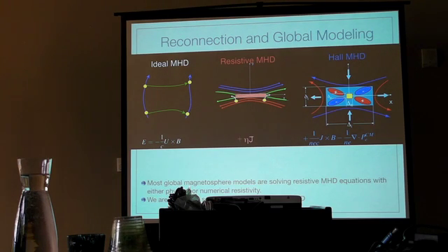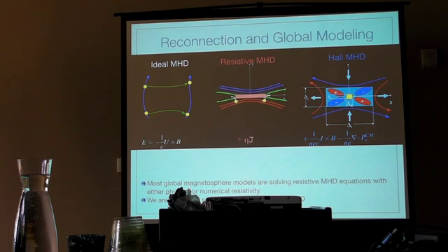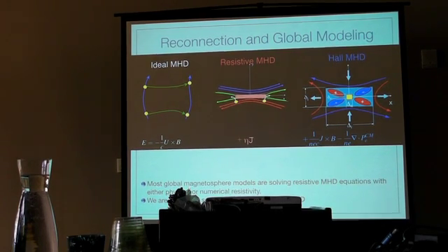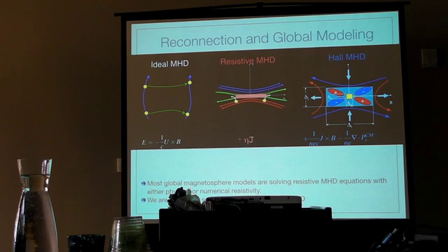And actually, resistive MHD is what represents most of the modeling that we're doing for the global magnetosphere, where the resistivity comes either from a physical resistivity model or from numerical resistivity. Now I showed the Hall term as well, so if you go to the next term in the generalized Ohm's law, you'll start getting Hall physics.